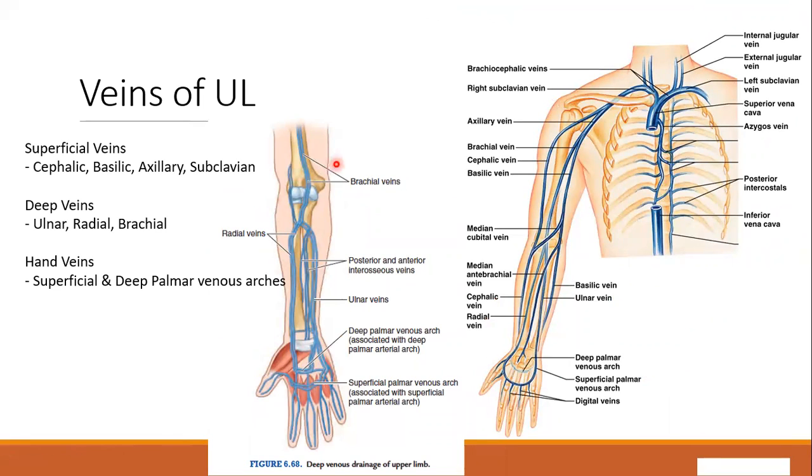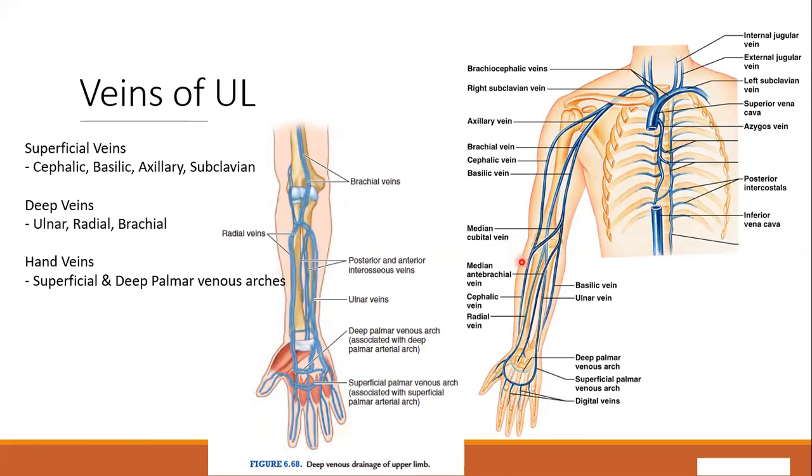When it comes to the veins of the upper limb, you have superficial and deep veins as well as veins associated with the hand. So for your superficial veins, you can see how you have your basilic vein here, your cephalic vein here, and they are connected by the median cubital vein. The median cubital vein is in your cubital fossa, and this is usually where you get blood drawn when you go to the doctor.